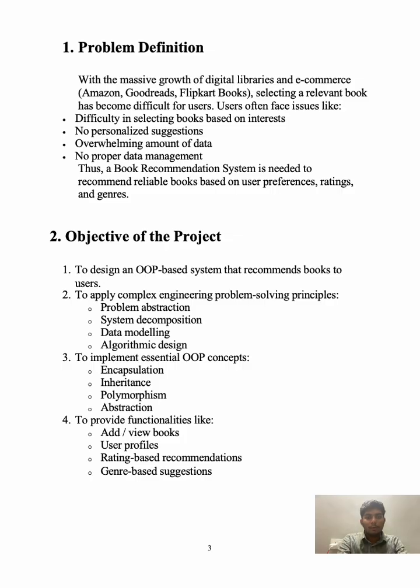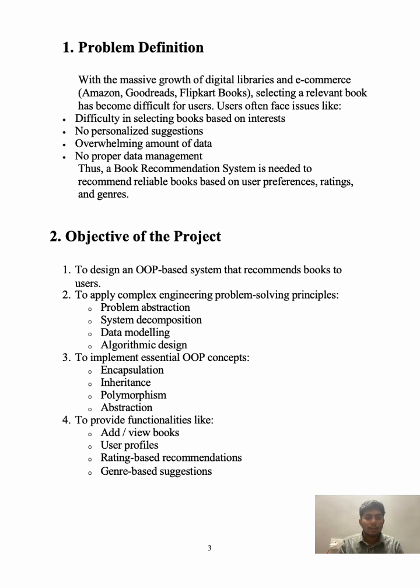With the rapid growth of digital libraries, online bookstores and e-commerce platforms like Amazon Books, Goodreads and Flipbooks, users now have access to millions of titles, which is beneficial, but it also creates several real-life challenges. Problem definition. First one is difficulty in selecting books. Users struggle to find books aligned with their personal interest, hobbies, or reading levels.